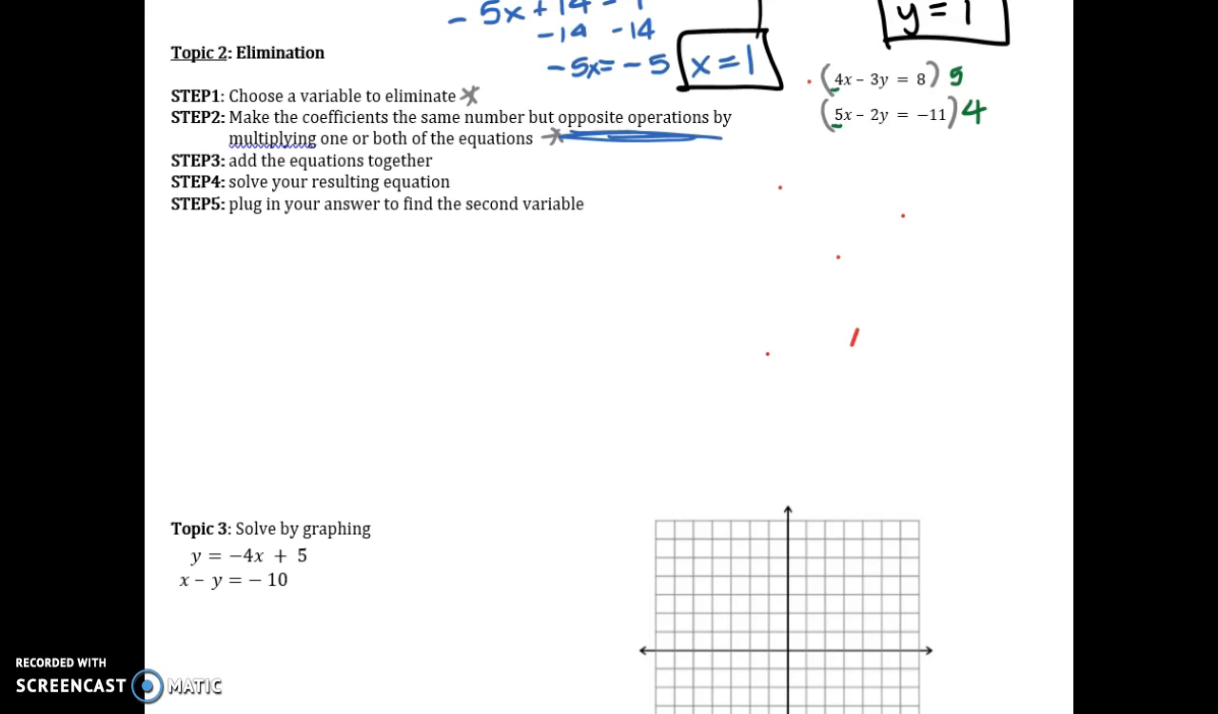Then notice it says to have the opposite signs, which means that you need to have one of them be a positive and one of them be a negative. So right now these are both positive. So I'll make one of them a negative by making that a -4.